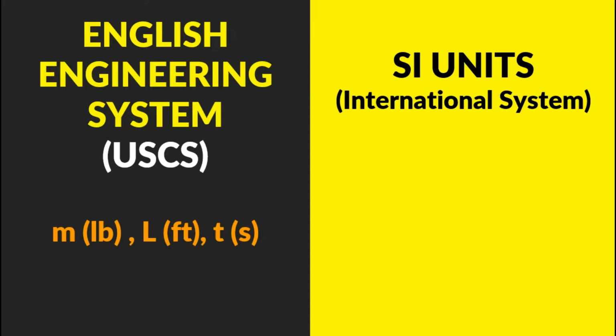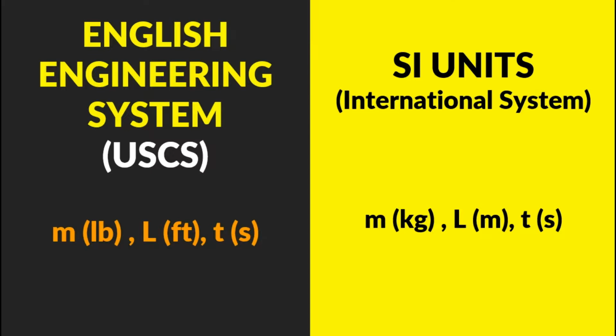Some examples of our English Engineering System are mass, length, and time. For mass, in English units, we have pound mass. For length, we have foot. And for time, we have seconds. For SI, for mass, we have kilogram mass. For length, we have meter. And for time, we have second. So these are just a few examples of those units.